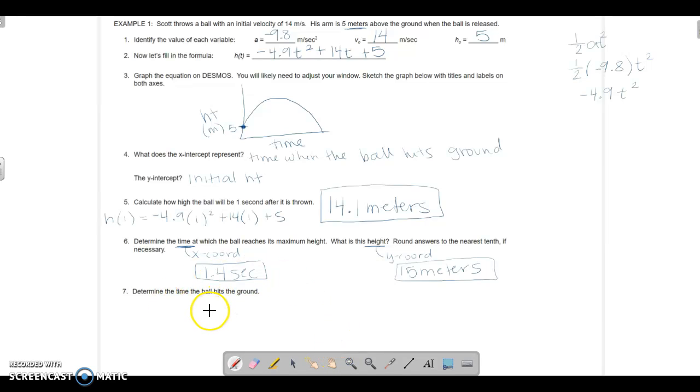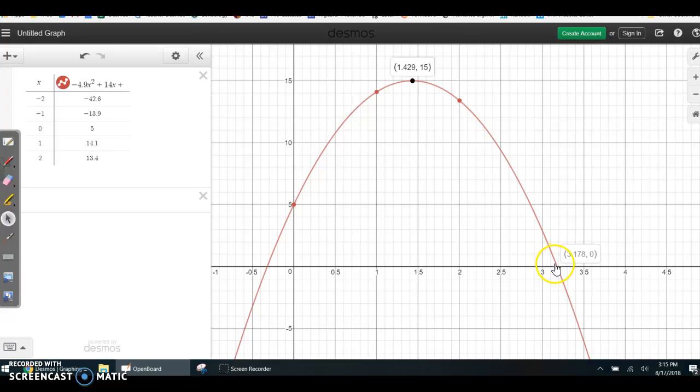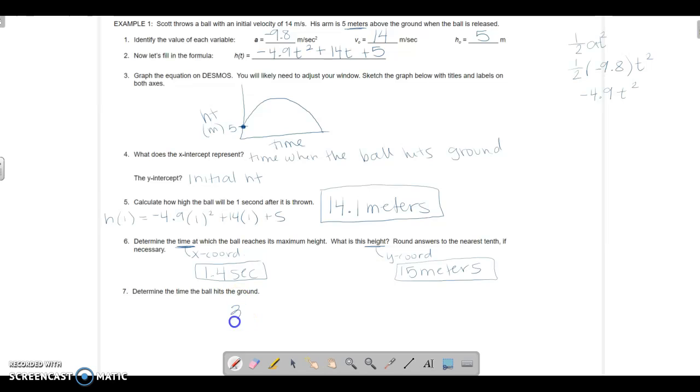The last part: determine the time when the ball hits the ground. We know again that that's going to be our x-intercept. So going back to Desmos, we just need to find the x-intercept down here. Click anywhere and it's going to show up. So we see 3.178. We'll round that to the nearest tenth and say that that's about 3.2 seconds. So if we wanted to label this up here, this was going to be 3.2.